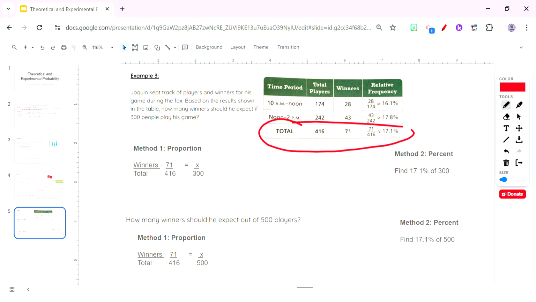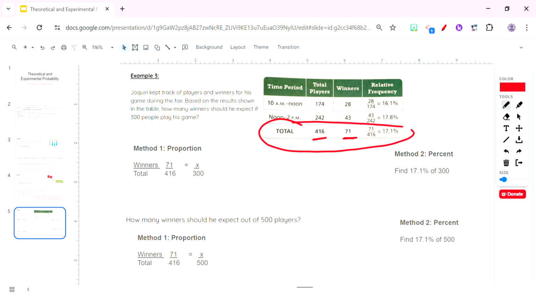All right, so there's 2 ways that you can do this that I would really suggest. The first way is a proportion. When you set up your proportion, you would set it up as winners to the total. So here, your first ratio of winners to the total would be 71 to 416, which is what I have here. Okay, and then you're going to put your unknown, which is x, the number of winners.